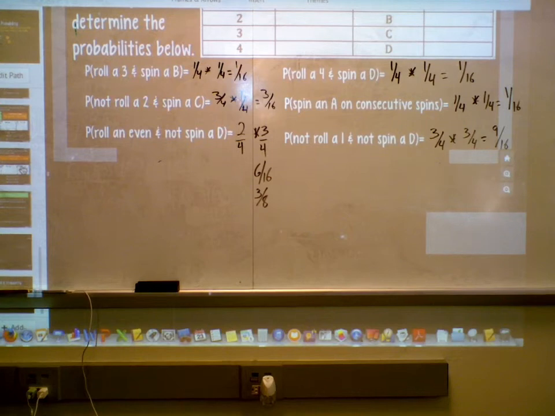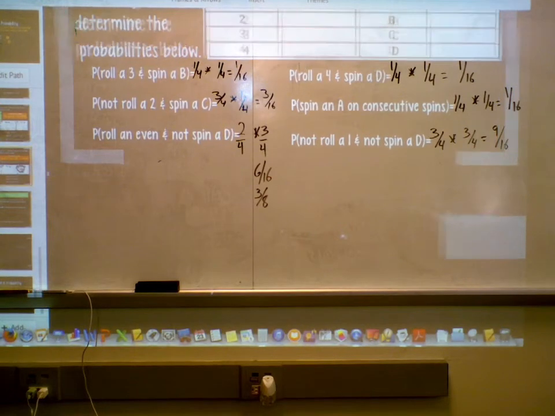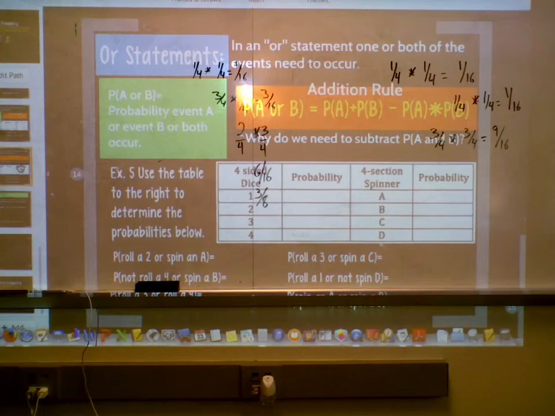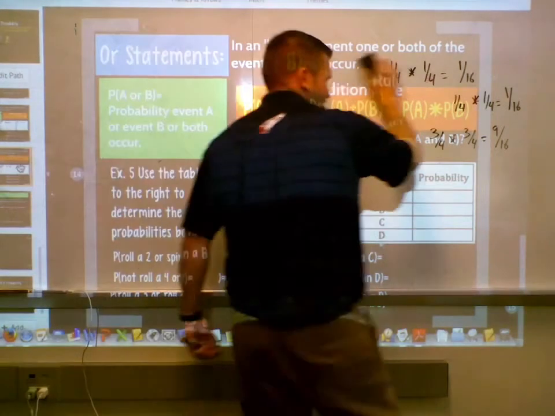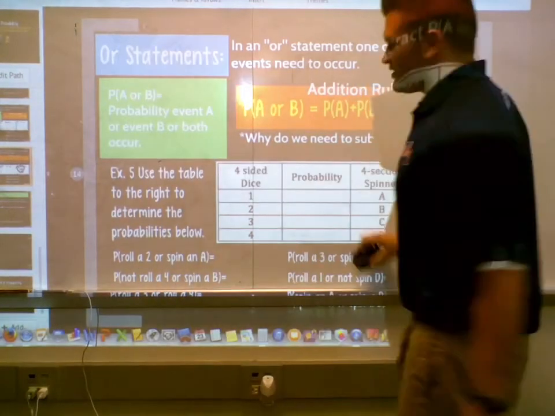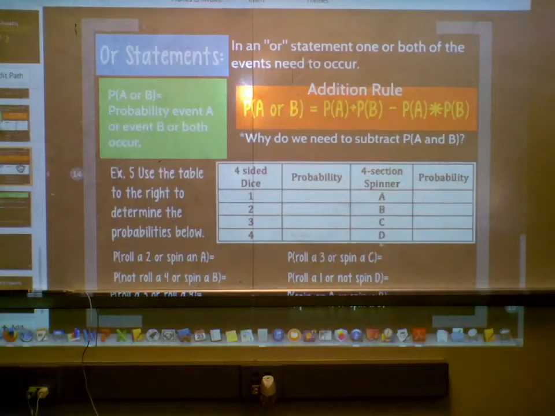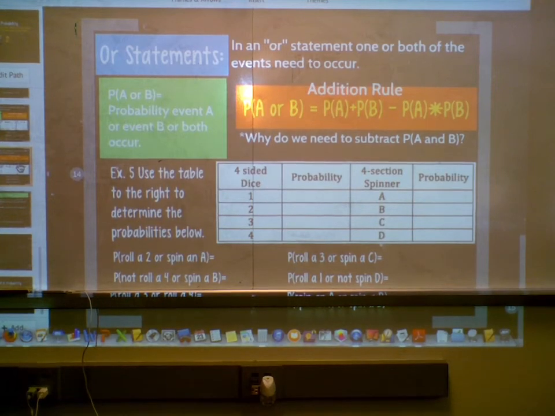What do you guys think the next one is? Or, you think it's the division? Close. It's the addition rule. You probably think, addition after multiplication? That doesn't make sense. It's easier. But you'll see why in a second. All right, or statements. In an or statement, that means one or both can happen, right? We talked yesterday about inclusive versus exclusive ors. All these ors are inclusive.